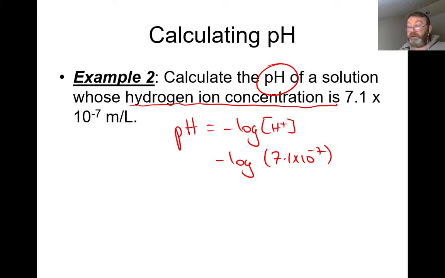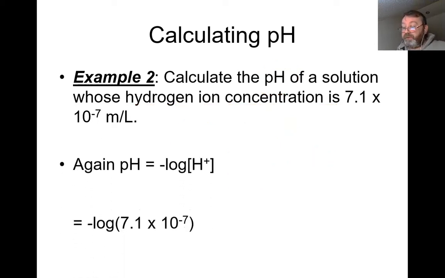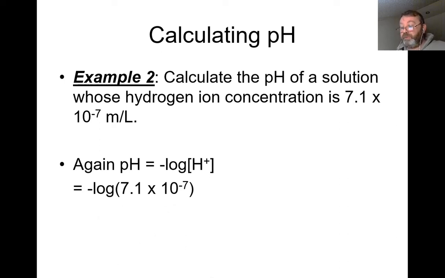And that comes out as a pH of 6.148. So we'll say 6.15 is perfect. That's your pH value. Okay, relatively simple to use the formula, very, very straightforward. So again, I have it printed here. Minus log of hydrogen ion concentration, 7.1 by 10 to the minus 7, 6.15.